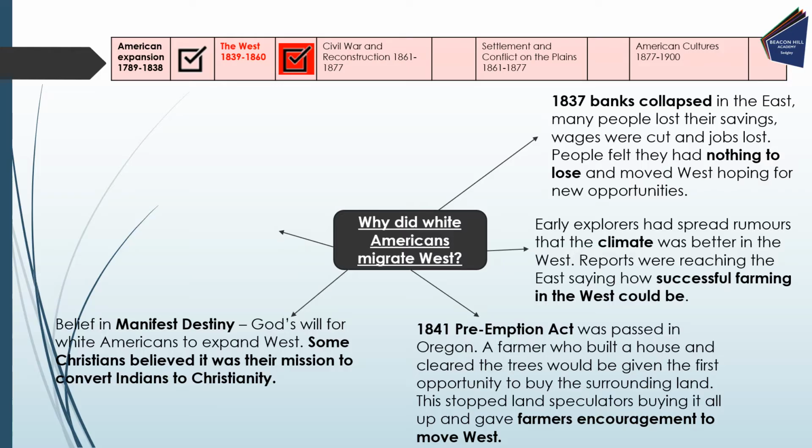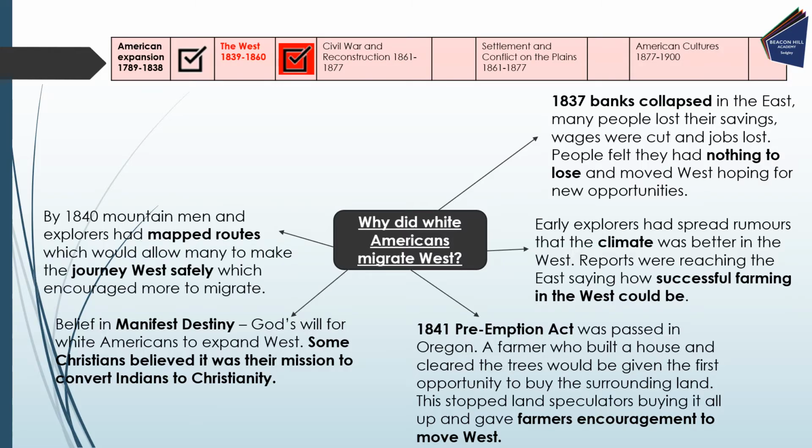We have, by 1840, mountain men and explorers had mapped routes which would allow many to make the journey west safely, which would encourage more to migrate. Again, worth noting here, Lewis and Clark are in our first time period, not this one. So we are speaking about mountain men in this particular theme.